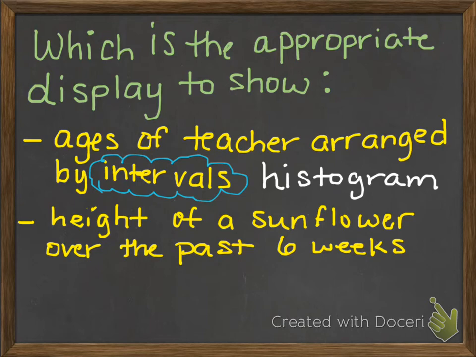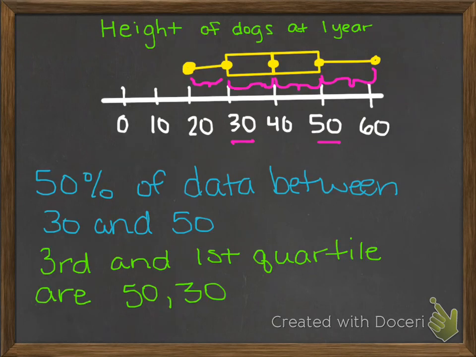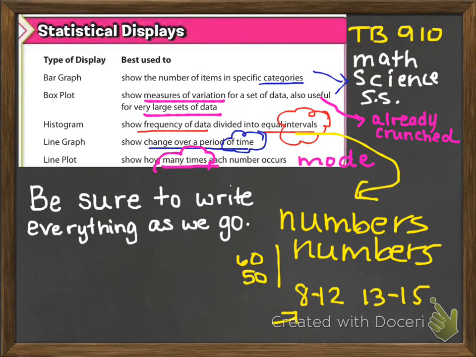Next, we have the height of a sunflower over the past 6 weeks. So remember that one requirement that we had. I'm going to go back a couple slides here. Notice, remember, see in blue here we have, I'm going to underline it in yellow, it shows change over a period of time.